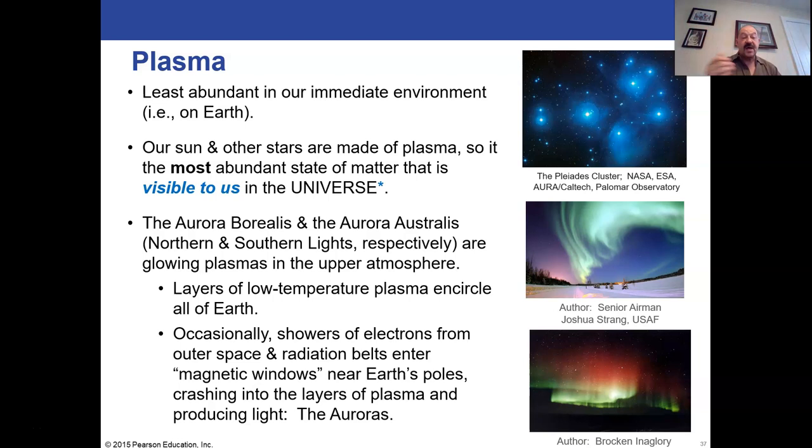The light can be yellow, the light can be green. That's the most common color. But you'll occasionally see blues, pale blues, sometimes purples, sometimes reds, depending on which element, nitrogen or oxygen, is being interacted with and what types of energy particles are coming in and hitting them.